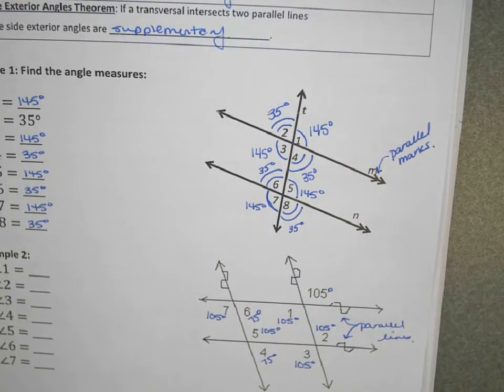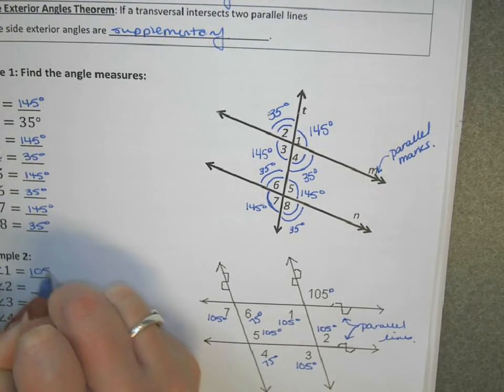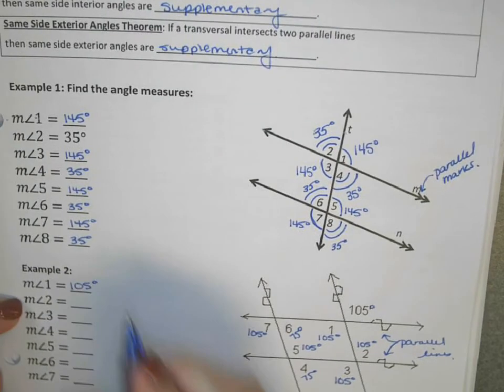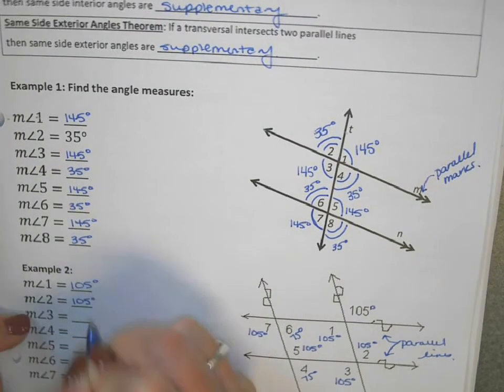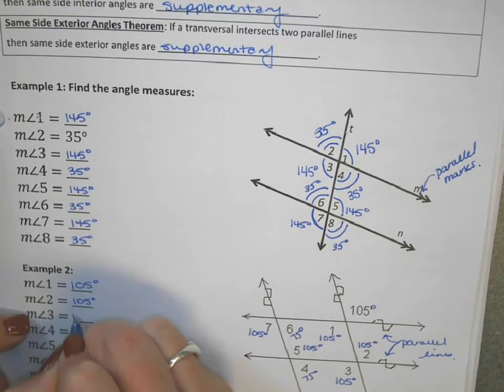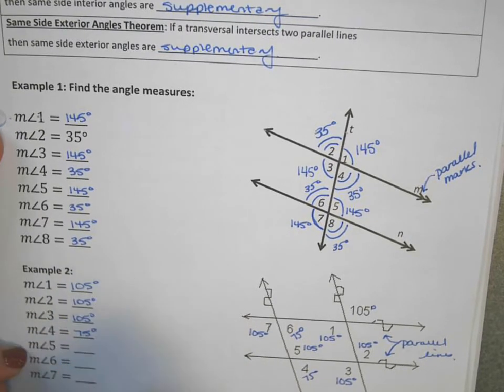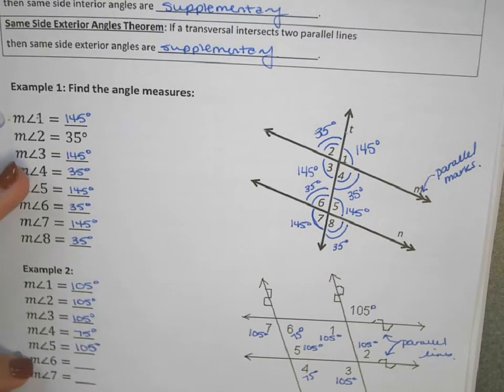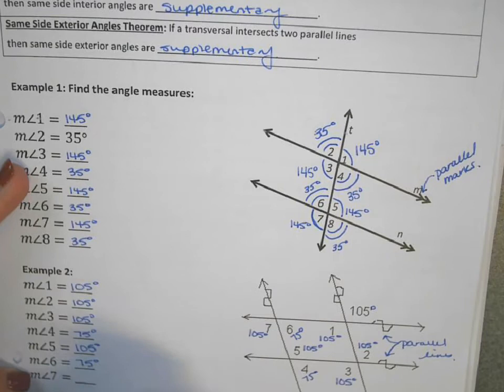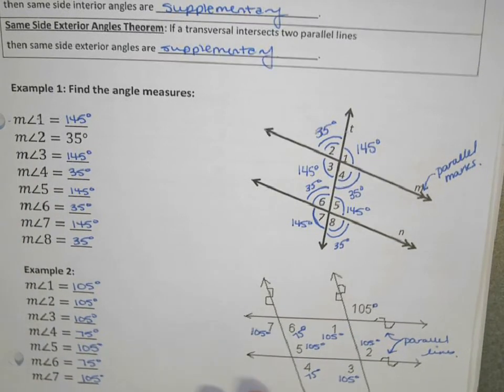All right, let's go ahead and record these. The measure of angle 1 was 105 degrees. The measure of angle 2 was 105 degrees. The measure of angle 3 was 105 degrees. 4 was 75 degrees. 5 was 105 degrees. 6 was 75 degrees. 7 was 105 degrees. Just all from what we already labeled in our diagram.